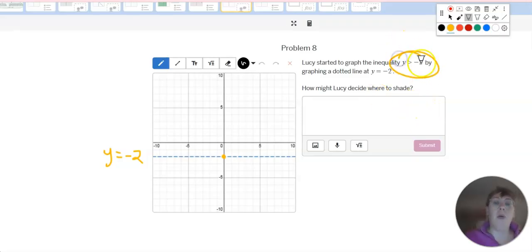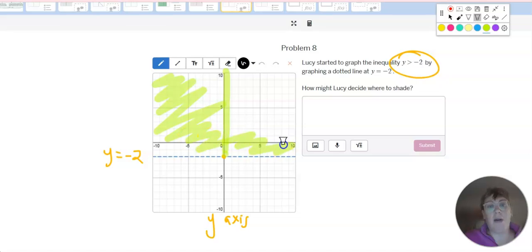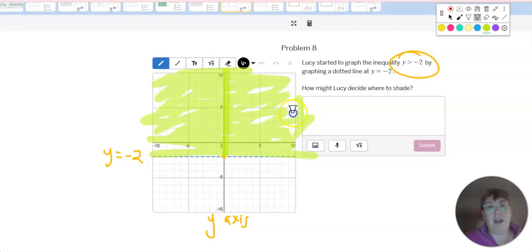So we want numbers where y is bigger than -2. Now here's our y-axis going up and down. If we want to go greater than -2, we want to shade above. So we're going to shade above the line here, because these are going to have all the y values that are greater than -2. So how did she decide?